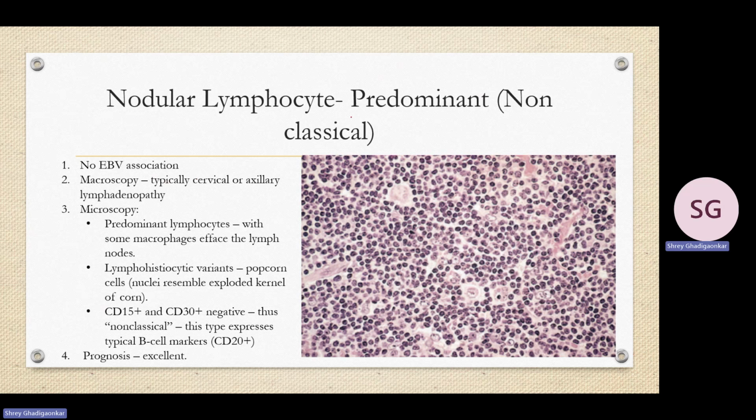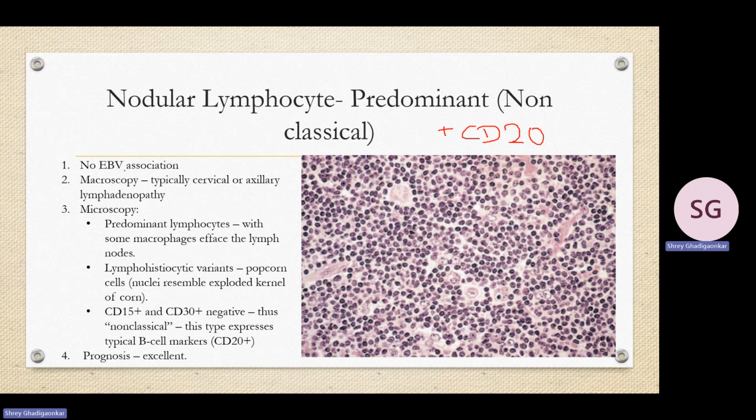Initially you have nodular lymphocyte predominant. This is the non-classical type. These are CD20 positive, as mentioned before, and these usually don't have an EBV association. This is the only one that does not have an EBV association. The classical ones usually do have an Epstein-Barr virus association.